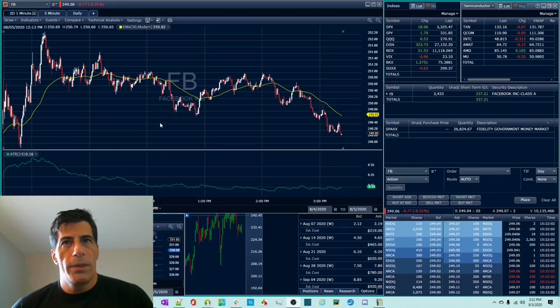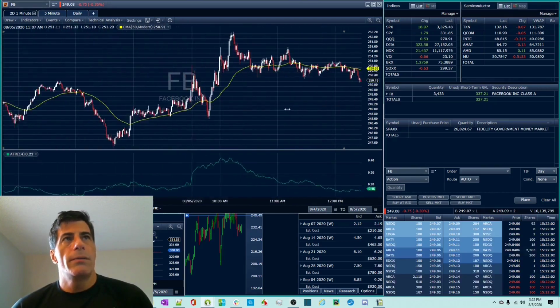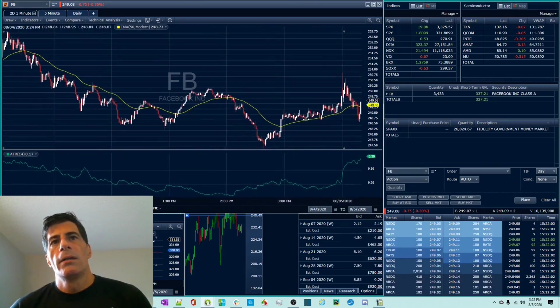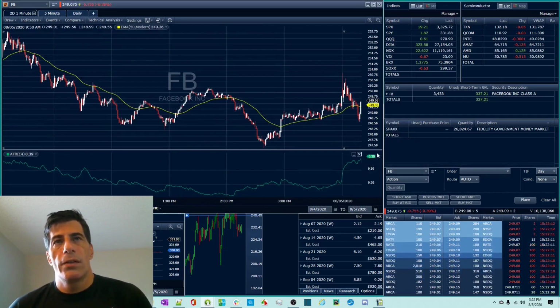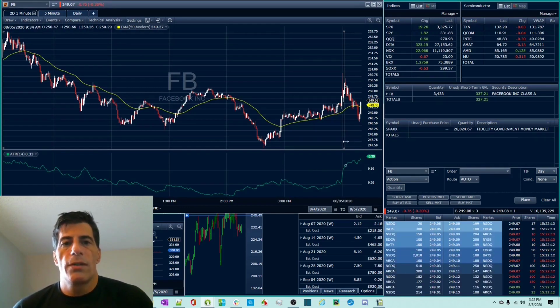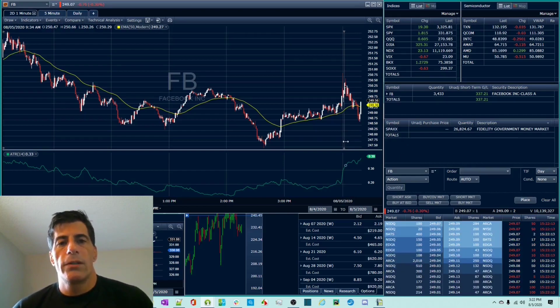So if you're trading the open, it's going to have a wide value. If you were on Facebook at the open, the ATR is 39 cents. You can see it over here. So that's a pretty wide stop loss. So adjust your position size accordingly so that your risk is appropriate for your account. But this is the first guideline.